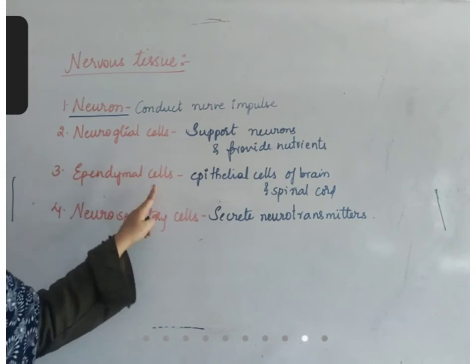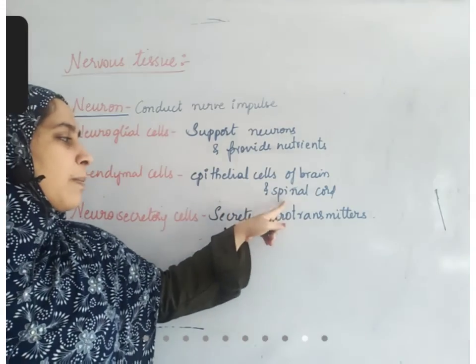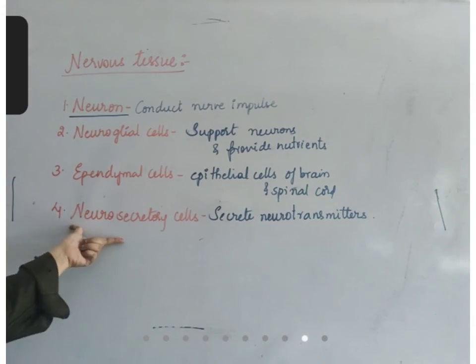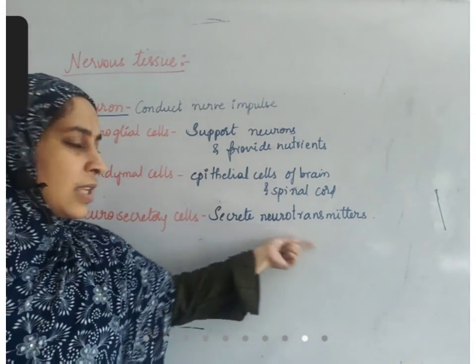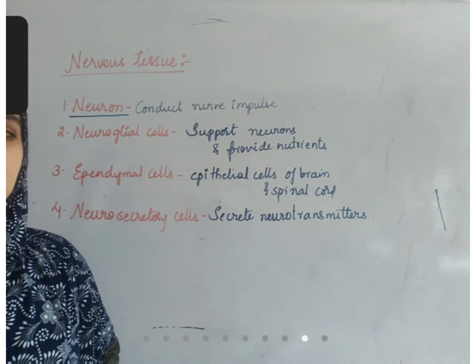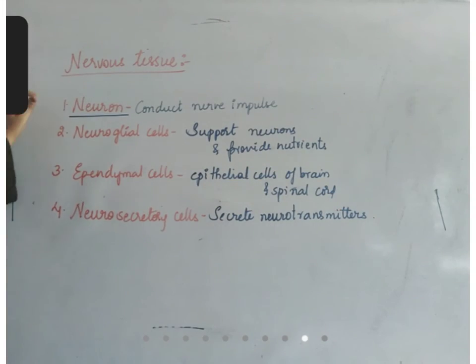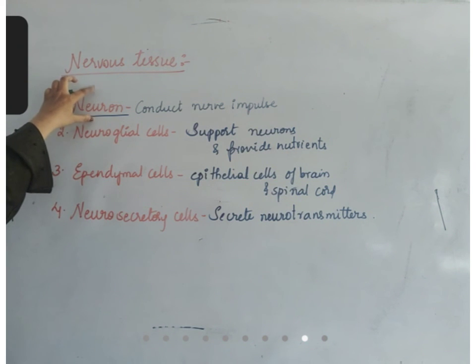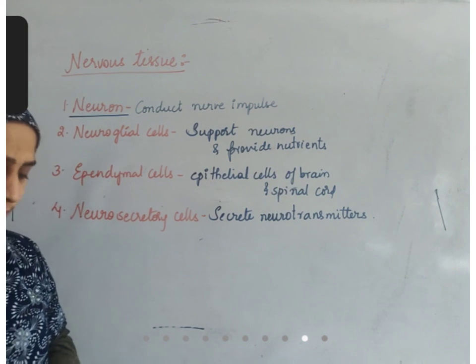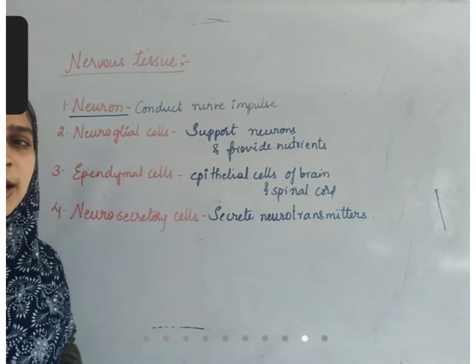Ependymal cells are the epithelial cells of the brain and spinal cord. Neurosecretory cells are the cells that secrete neurotransmitters. These are the cells that are present in the nervous system. But when we are talking about nervous tissue, it is only the combination of nerve cells or neurons. So the structure and types of neurons will be discussed in our next class.